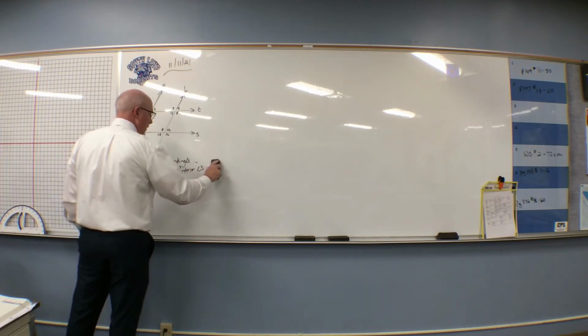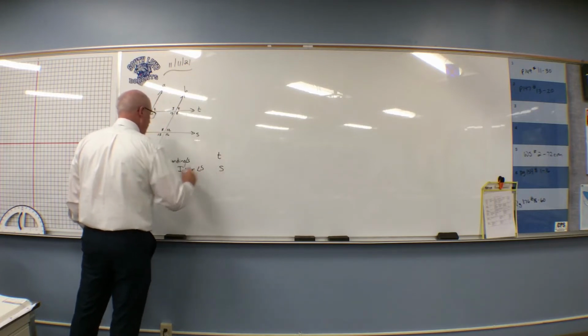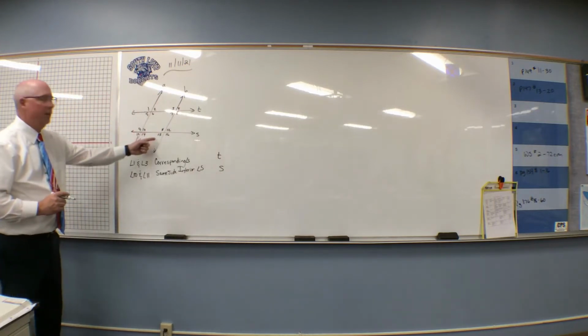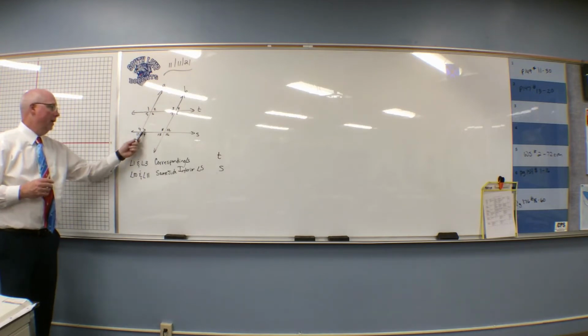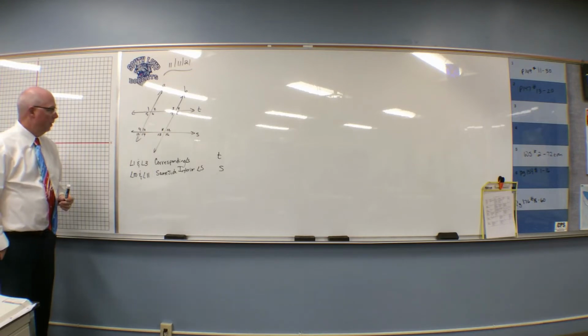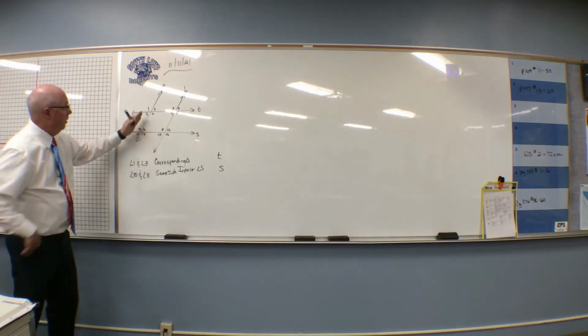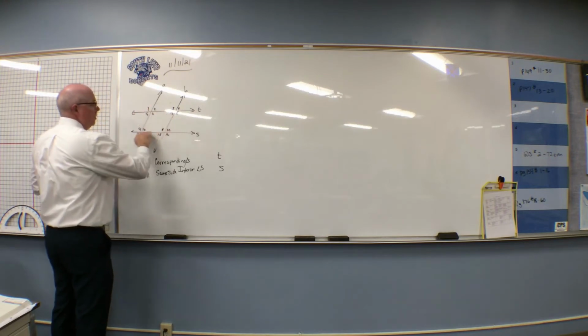Well, wait, is alternate interior the same thing? No. Alternate interior would be 10 and 15. They cross the transversal. Same side interior, they're on the same side. Interior is 10 and 11. They're inside the two lines, and they're on the same side of the transversal.